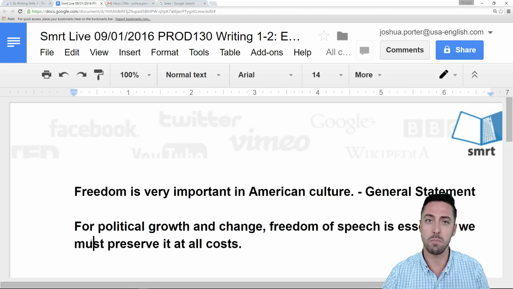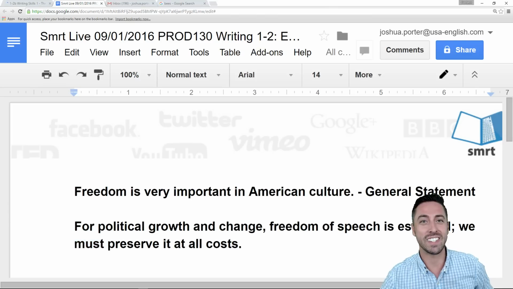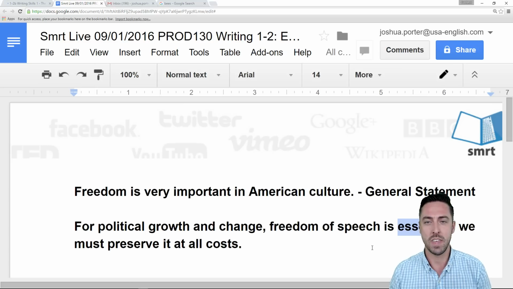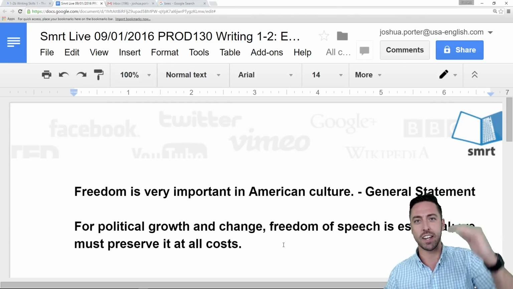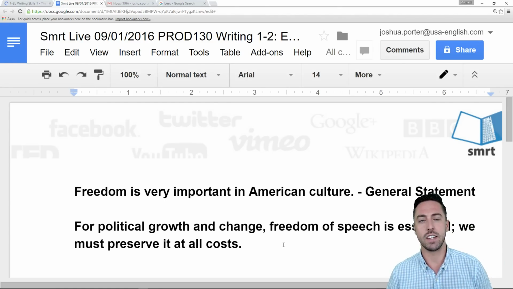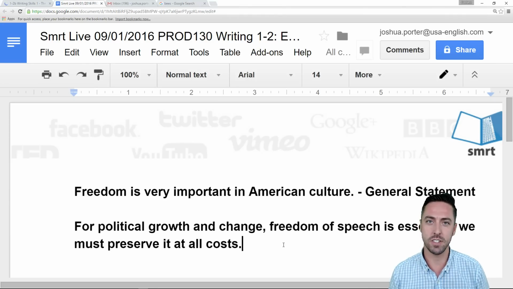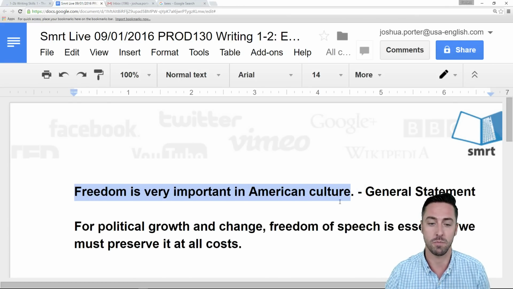I use the modal here, must. I use the word essential. Essential we can think of like water for life. It's essential, right? So there's a lot of strong language here that proves my argument. And of course, if I'm writing an entire essay, I'll have many examples and evidence and support and quotations, but this would be one example of a possible thesis statement based on the general idea of freedom in American culture.